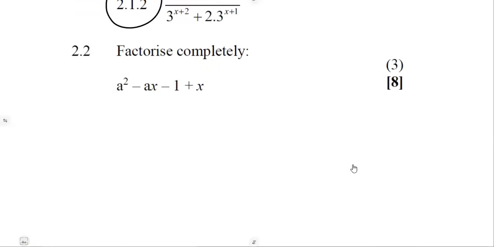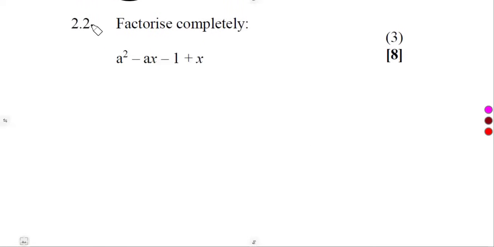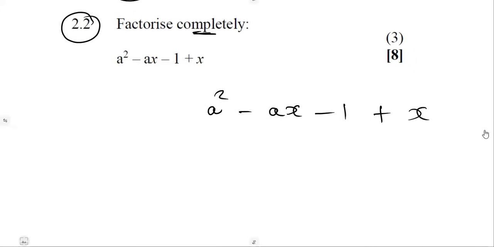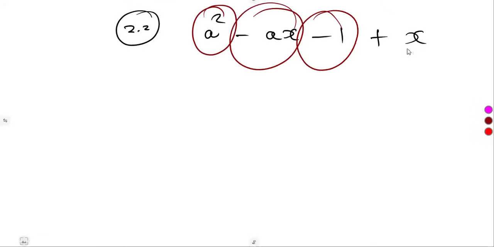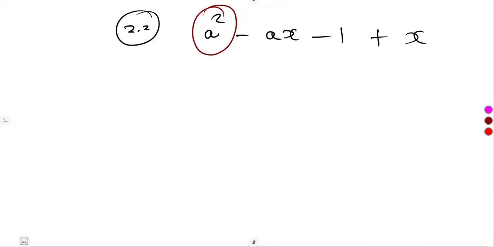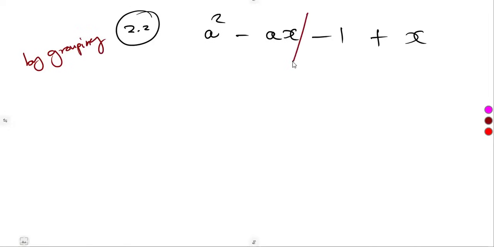All right. On question 2.2, you're given to factorize completely this part. All right, so this is what we have, a squared minus ax minus 1 plus x. Remember, I said when you are given 4 terms like what we can see in this expression. There are 4 terms, 1, 2, 3, 4. The best way of doing the factorization there is by what? By grouping, where we're going to separate these terms into 2 and see if there is anything common.